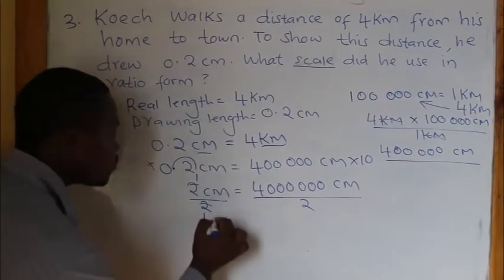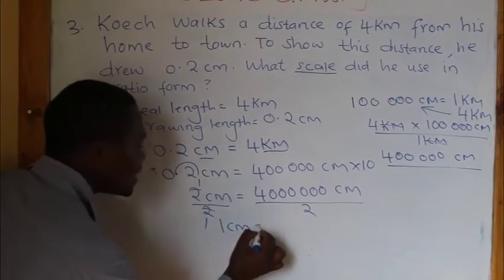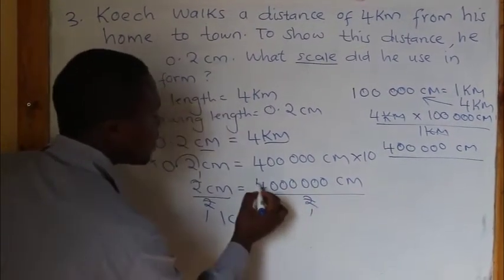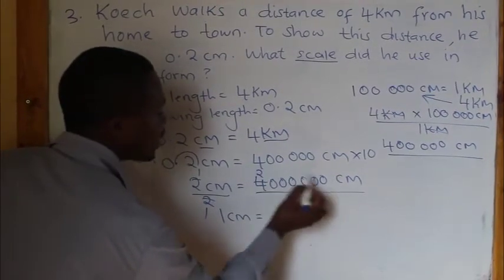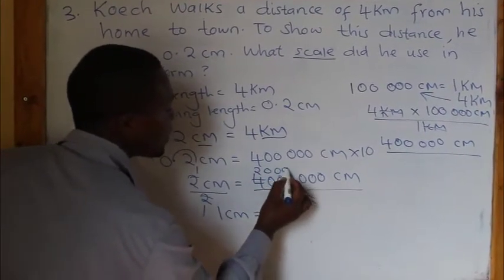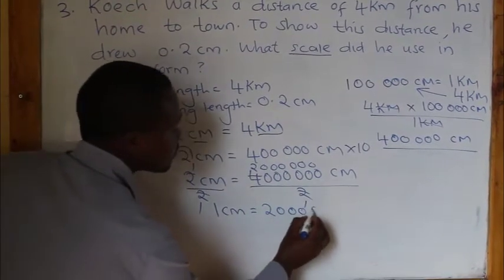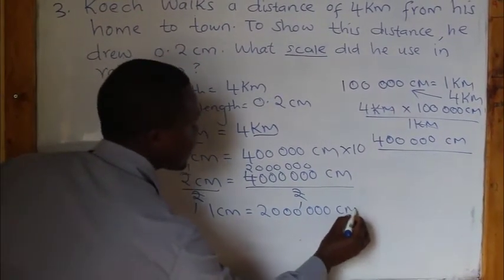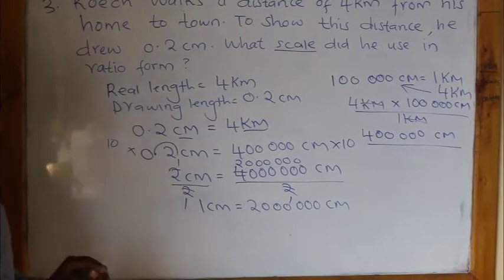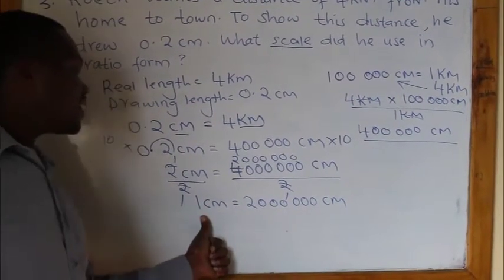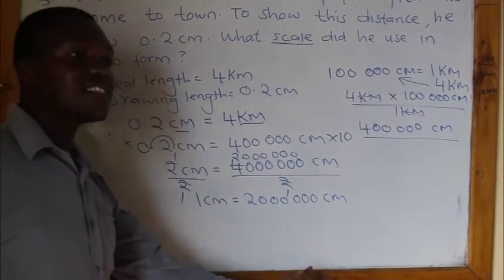So I'm now left with 1 centimeter is equal to 1 by 2, 1 by 2 here is 2, and all the zeros: 1, 2, 3, 4, 5, 6. So I write here 2 million centimeters. So I'm now okay because now I have 1 centimeter representing 2 million centimeters.